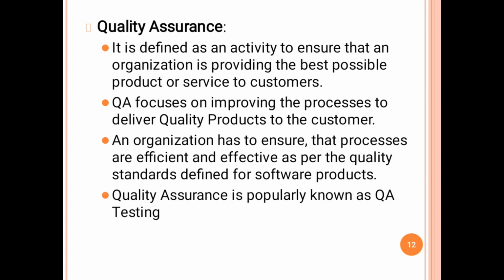Quality assurance. It is defined as an activity to ensure that an organization is providing the best possible product or service to customers. QA focuses on improving the processes to deliver quality products to the customer. An organization has to ensure that processes are efficient and effective as per the quality standards defined for software products. Quality assurance is popularly known as QA testing.